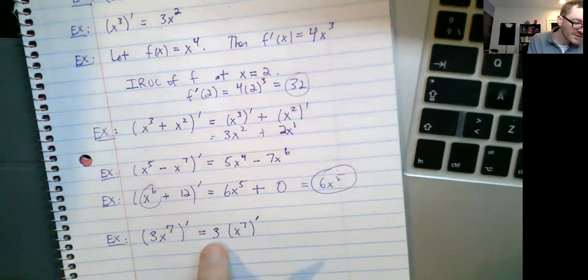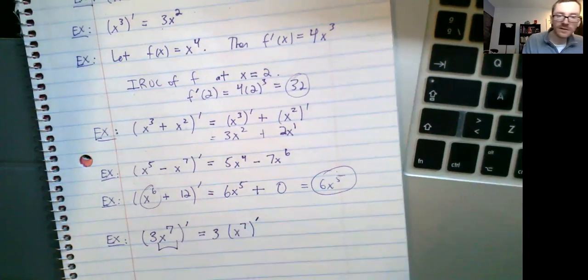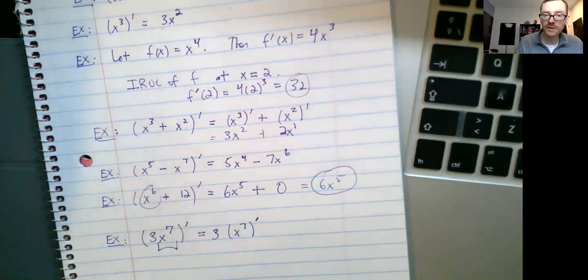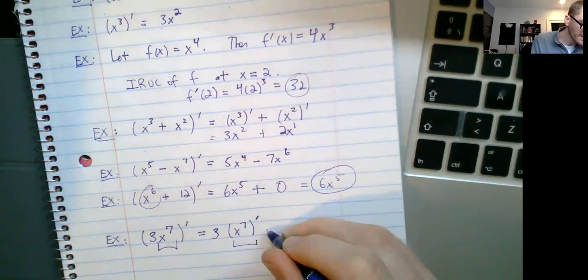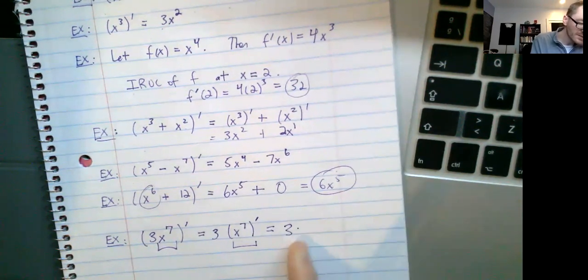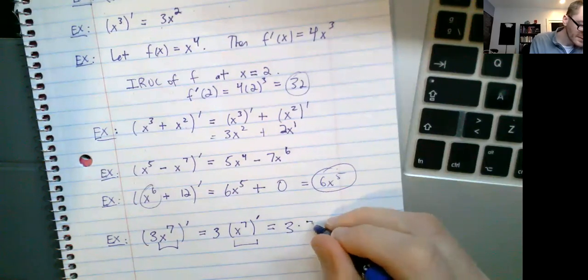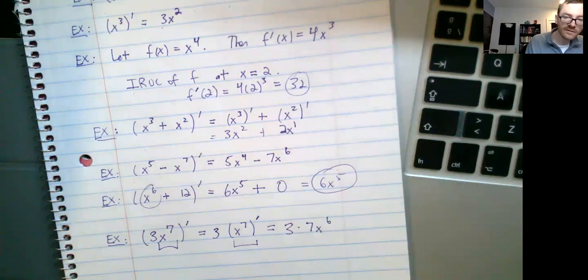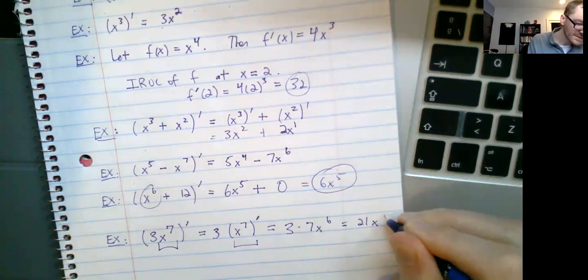In other words, the 3 is just going to come along for the ride, and all you really have to do is take the derivative of the non-constant portion of the function. You have to take the derivative of x to the 7th. So what is the derivative of x to the 7th? Well, I've got this 3, right? I'm just copying that 3. And the derivative of x to the 7th is 7x to the 6th. And then I've got 3 times 7, so that's just 21x to the 6th.